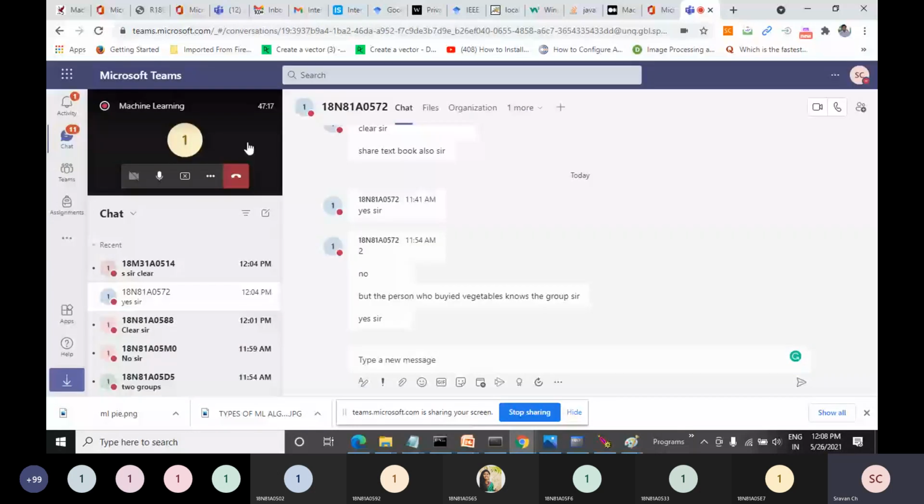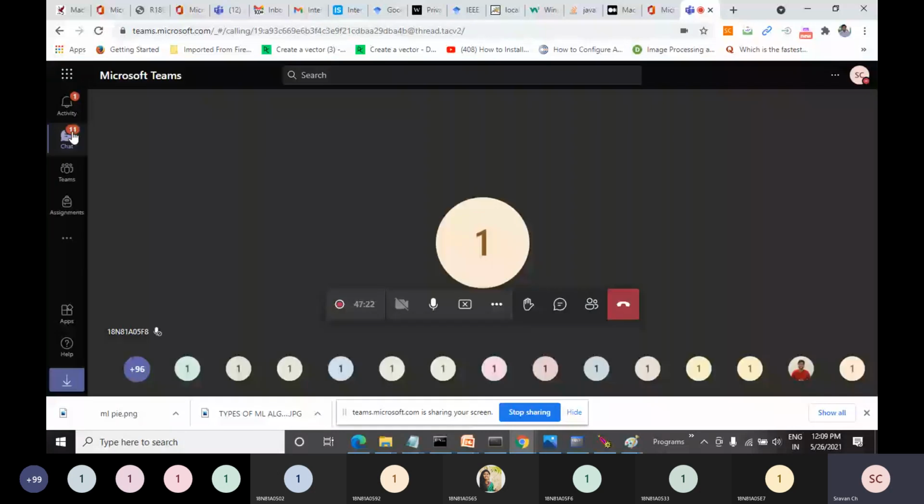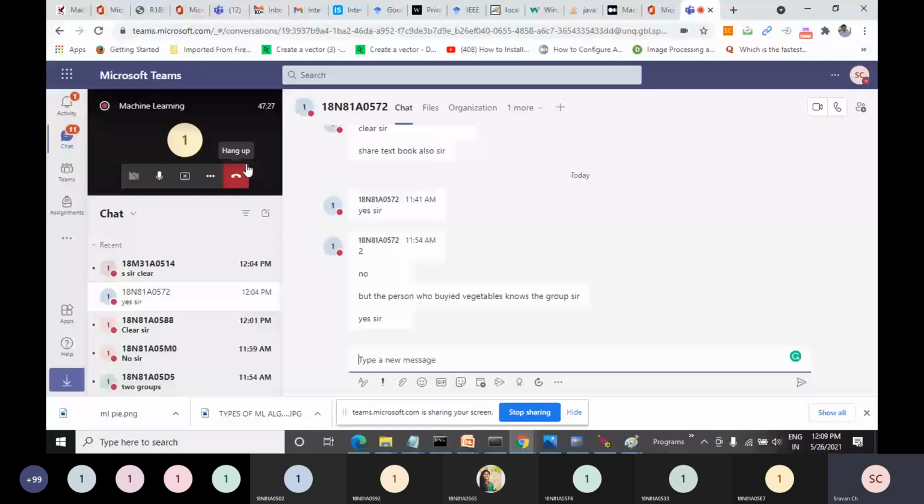Churn means people will generally shift. People will move from Airtel to Jio, then Jio to Idea. We will generally change our service provider. So the rate at which people are leaving my service is called churn, right?